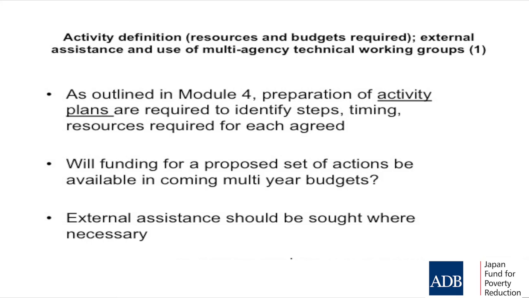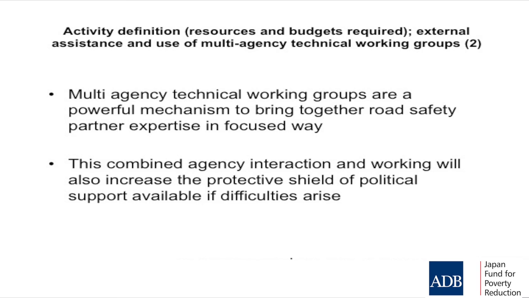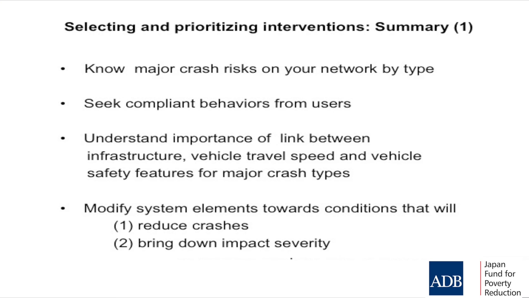Showed yesterday, I think, some activity plans for actions. You know, even the simplest action will be complicated. And the one I just talked about with that agency where I suggested the seatbelts is an example. To me, that should have been something they could have done relatively straight away. Multi-agency technical working groups are a powerful way to bring together road safety expertise and focus on a problem. And we talked about that yesterday in the diagrams, but this is a way to get all the agencies involved in supporting a measure. And remember that if you have the agencies all involved, you get a greater shield of political support for an initiative.